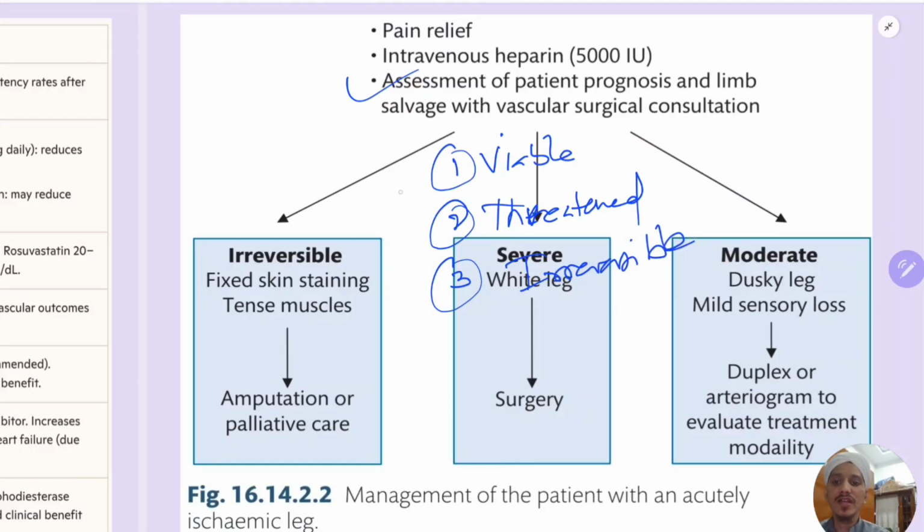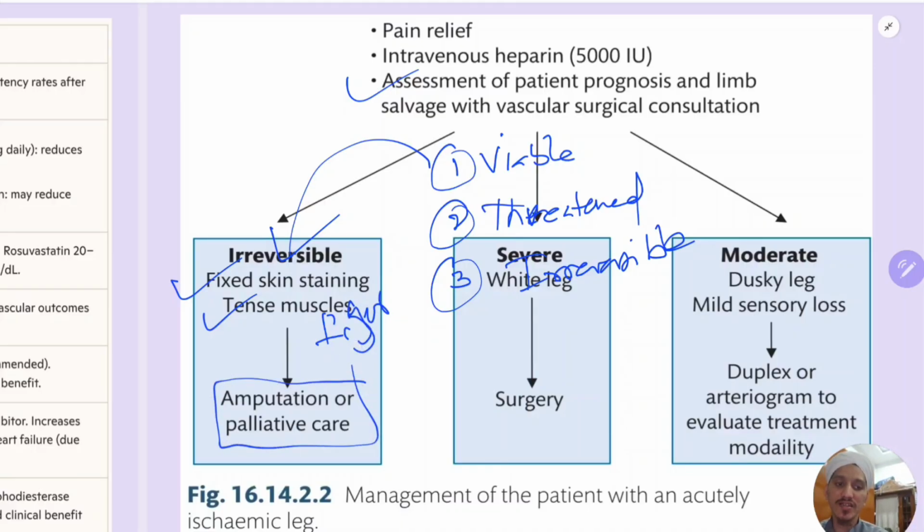If it is irreversible, the clue signs are fixed skin staining and tense muscles, meaning rigor has set in the muscles. Rigor. Okay. So in that case, you amputate the limb to save the patient. Otherwise, the infection will spread to the whole body. Then severe is even the threatened one. Okay. You will see a white leg. So you will do surgery in, for example, less than 24 hours. You will plan for surgery.